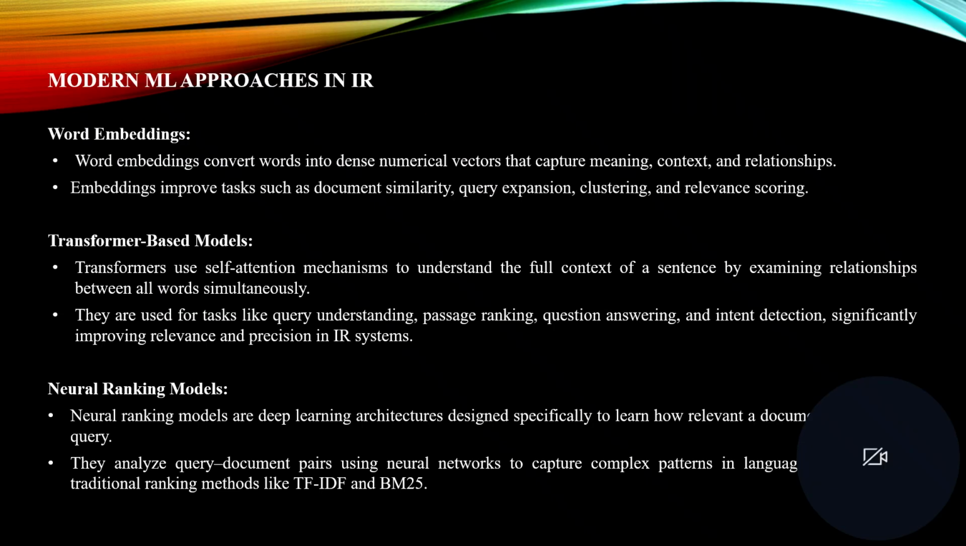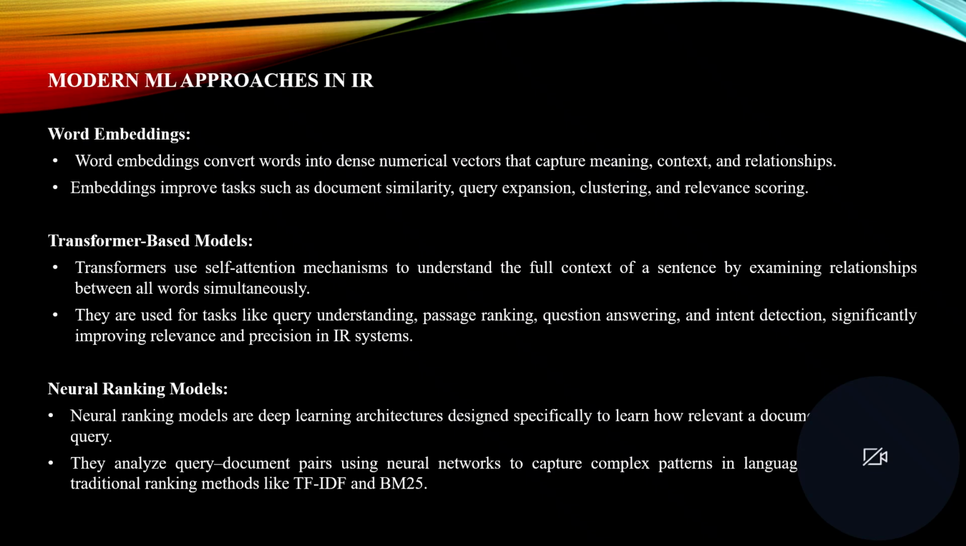The next one is transformer based models, which are BERT, GPT, and all. These models use attention mechanisms to analyze the word relationships in sentences. And the transformers power modern search engines, question answering systems, and chat based search tools. And Google search uses BERT to understand the intent behind the queries and improve the accuracy drastically.